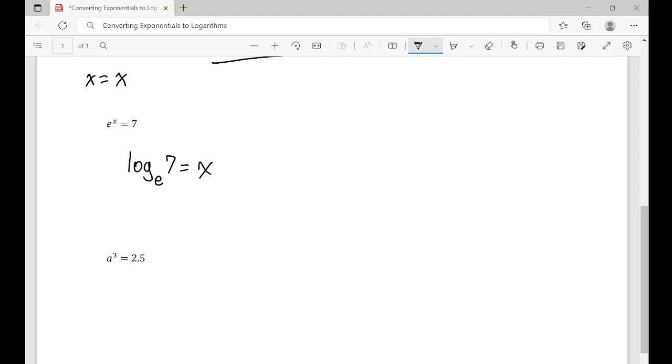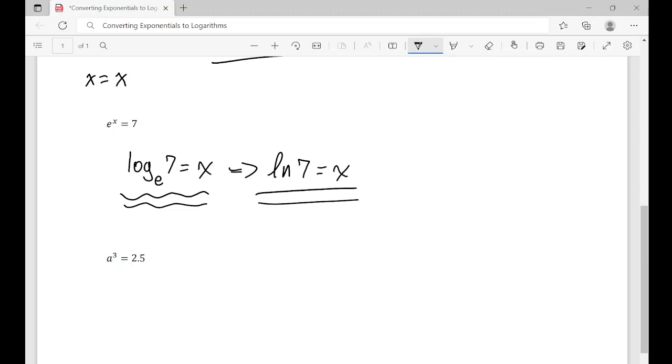And this is a good place to stop here. This is a correct answer, but because it's log base e, we can take it one step further. We can say that this is ln 7 equals x. So log e can change to ln. Both are technically the correct answer, but most often reducing it to ln is the preferred path.